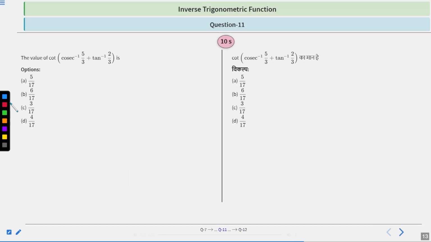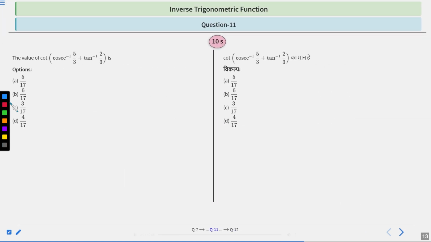Now let's move to the next question, question number 11. The value of cot of cosec inverse 5 by 3 plus tan inverse 2 by 3 is. So what can we do in this question? The hint is, since this is cot of this expression, we can try to convert the expression inside the bracket in terms of cot inverse.